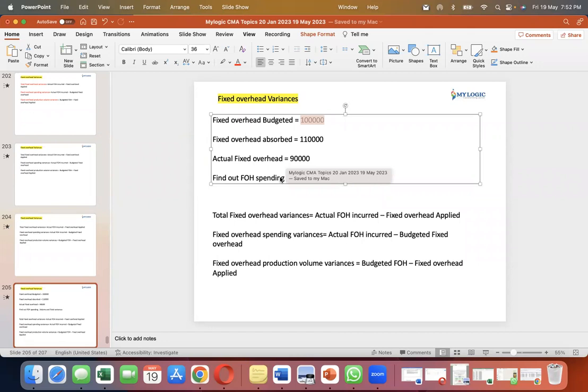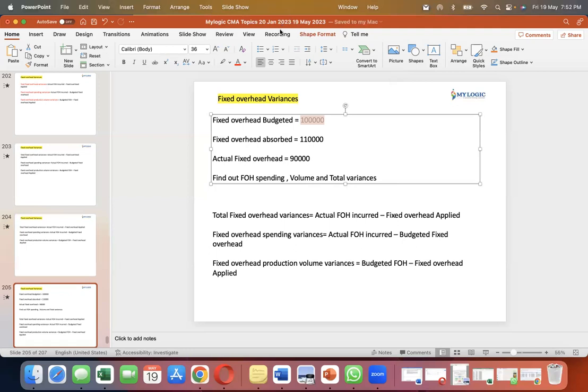Fixed overhead applied. Applied is nothing but absorbed; applied, absorbed, everything is the same. No problem. So total fixed overhead variance is the addition of both spending and volume variance. That's correct, but that is not the question. There is another question that should come to your mind.